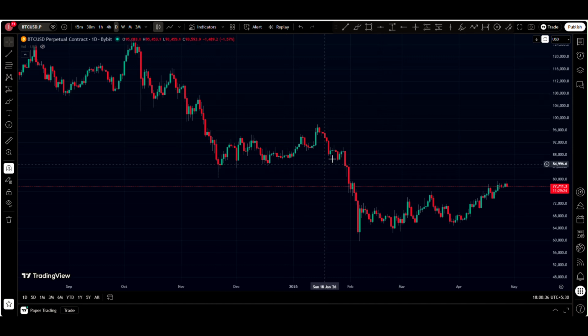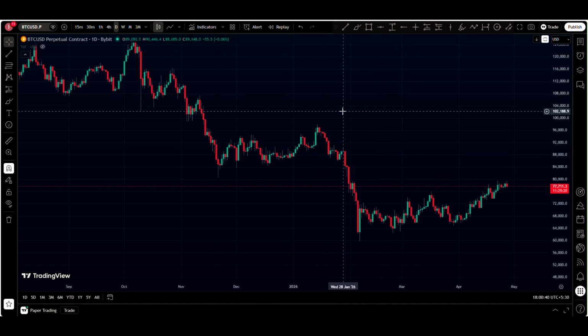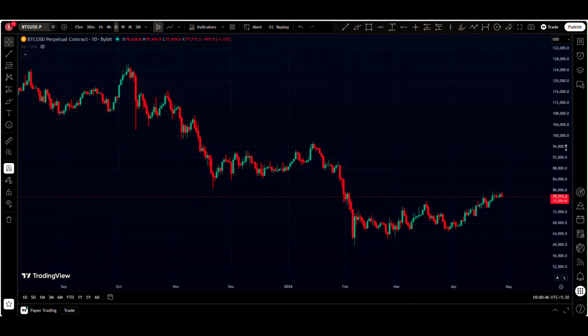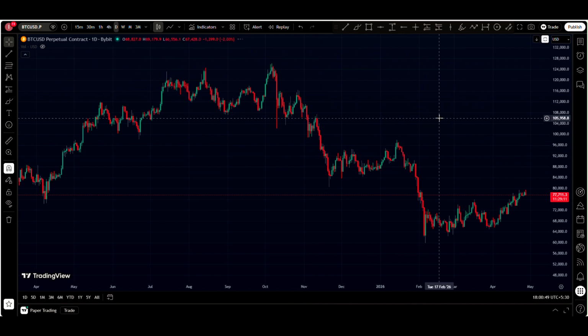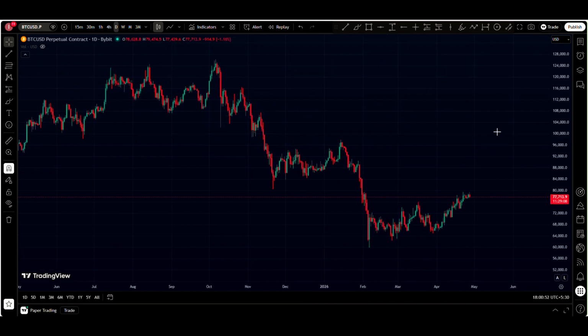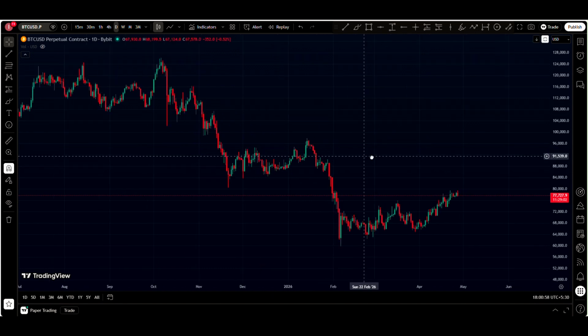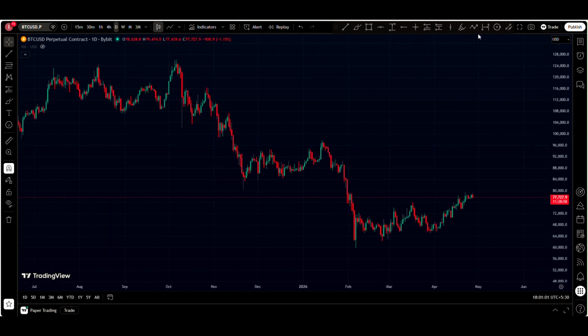So I am in the BTC USD futures chart. I am in the daily time frame. So we'll see how to analyze this chart. So we can see a falling parallel channel. So I am in the regular chart.